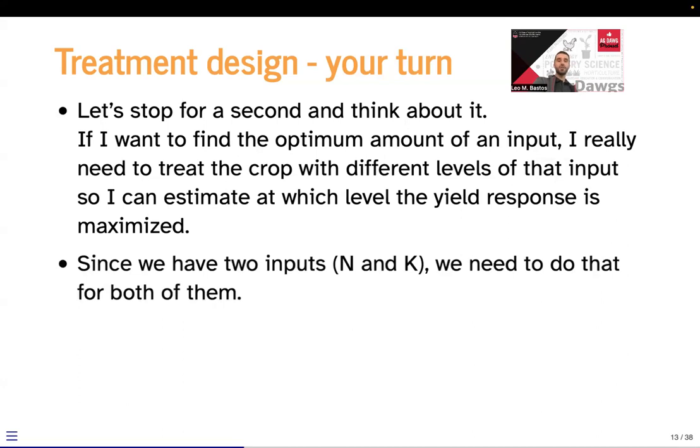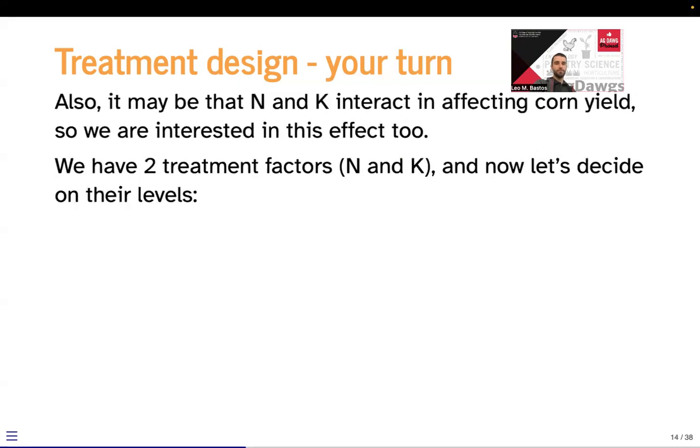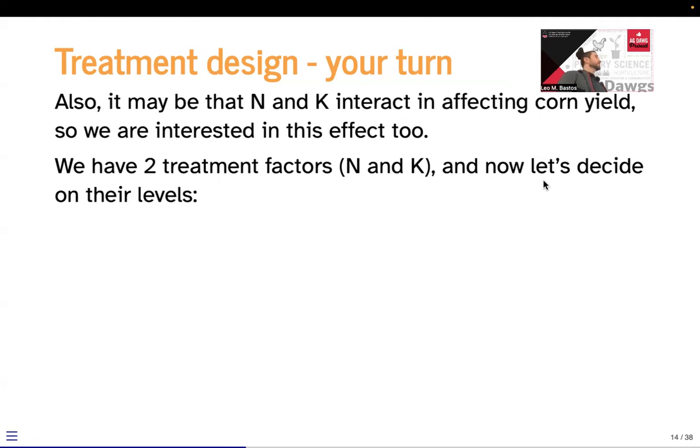In our case here, since we have two inputs that we're using as an example, nitrogen and potassium, we need to do that for both of them. Also, something else that normally happens in these types of studies is that there could be an interaction between these two nutrients. So maybe nitrogen and potassium interact between themselves when they're impacting corn yield. So we want to explore that interaction as well.